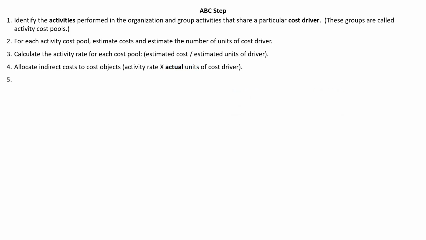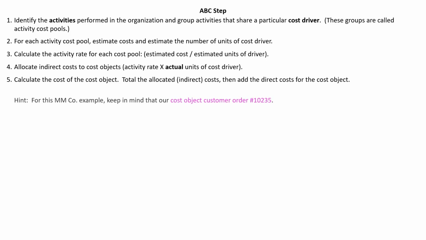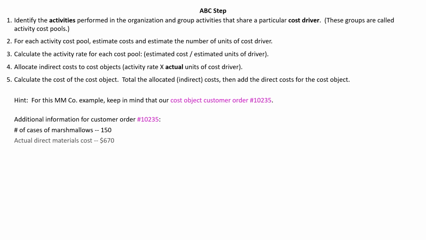Now we're ready for step 5. We can calculate the cost of a particular cost object. In this example, the cost object is customer order number 10235. You'll need some additional information. Order number 10235 was for 150 cases of marshmallows of a variety of shapes, flavors, and sizes. Direct materials cost was $670 and direct labor cost was $500.